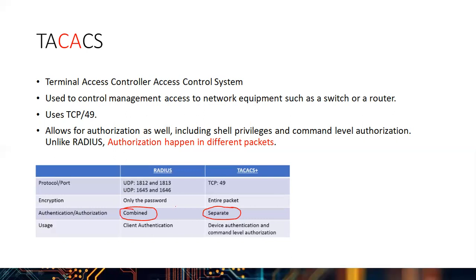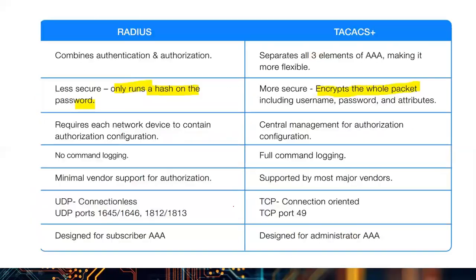With RADIUS, only the password which we provide over the NAS client and NAS server is encrypted. But with TACACS, the complete end-to-end communication between the NAS client and the NAS server, which is the ISE and the switch, router or firewall, everything is encrypted. And I will leave these differences for you to review later on.